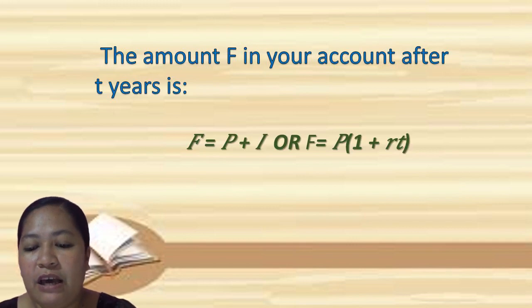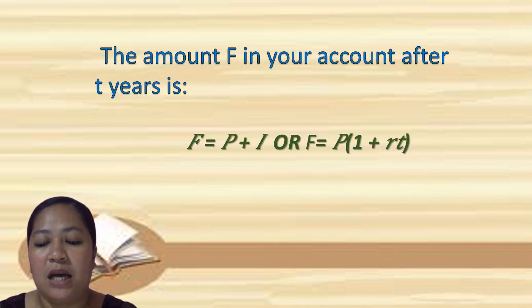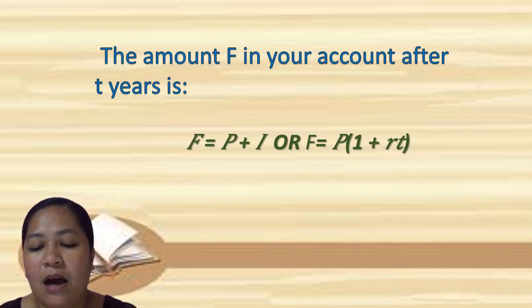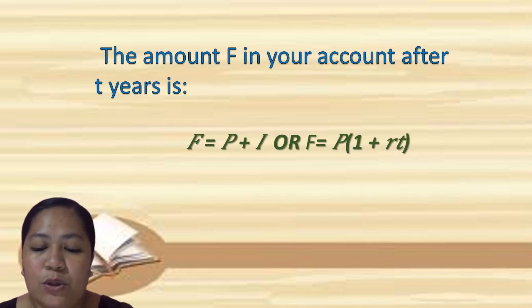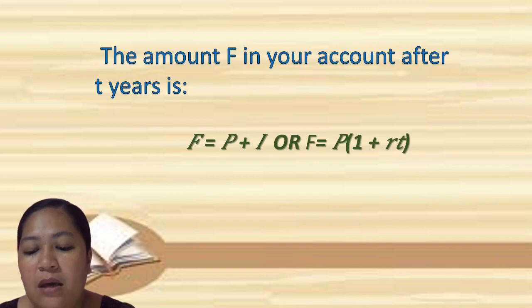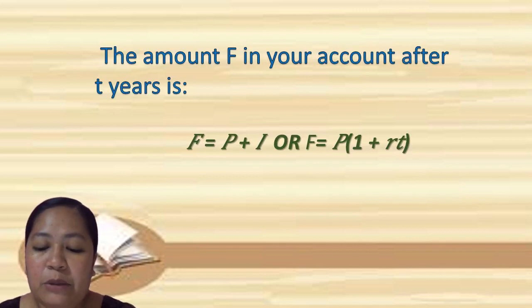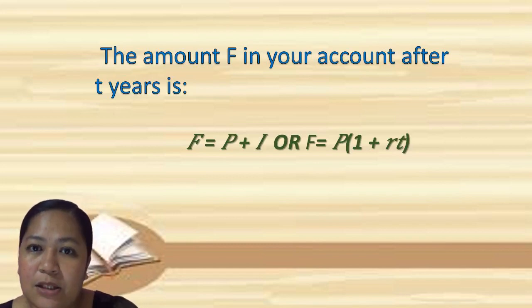So the amount F in your account after 30 years is F equals P plus I, where P is the principal amount and I is the interest. So we can use F equals P plus I, or we can also use P multiplied by 1 plus RT. We can use this particular formula if you want to get the answer directly without using the two formulas.